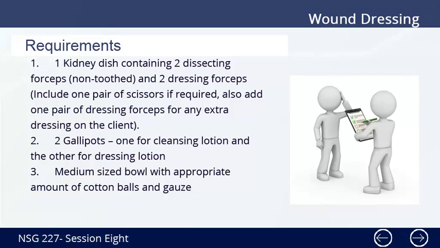Requirements. Top shelf. 1. One kidney dish containing 2 dissecting forceps, non-toothed, and 2 dressing forceps. Include 1 pair of scissors if required. Also add 1 pair of dressing forceps for any extra dressing on the client. 2. Two gallipots, 1 for cleansing lotion and the other for dressing lotion. 3. Medium-sized bowl with appropriate amount of cotton balls and gauze.